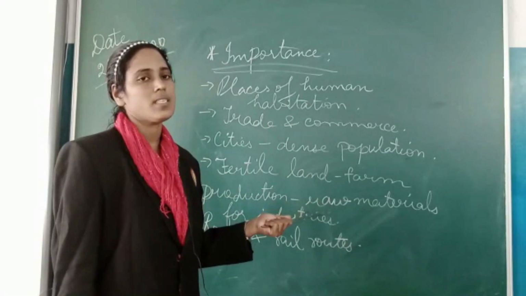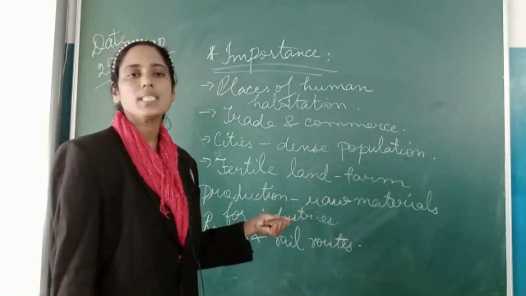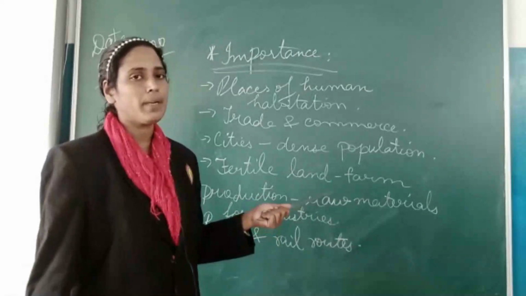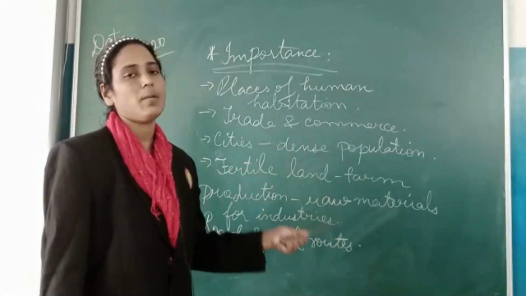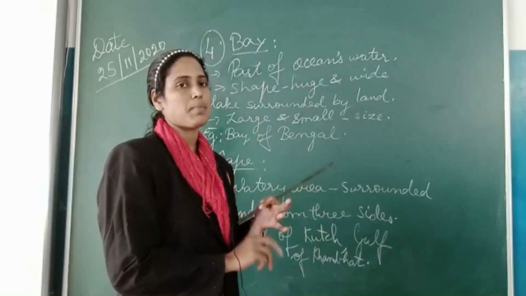In mountainous areas, it's difficult for you to travel from one place to another. Life is not so easy there. Plateaus also have their own limitations, but plains are comparatively easier to stay in. Now we will see the fourth category. Three categories we saw: mountains, plateaus, plains.